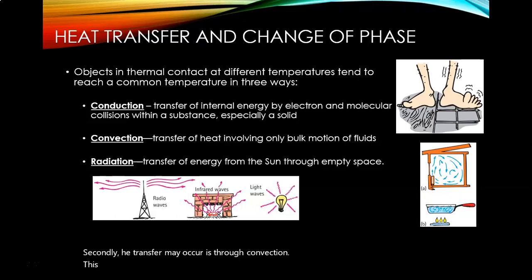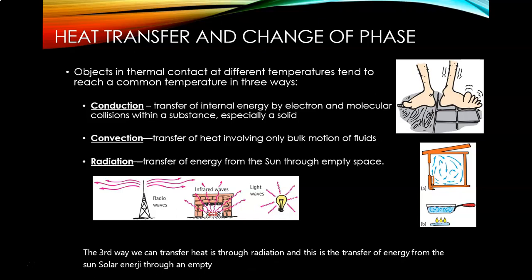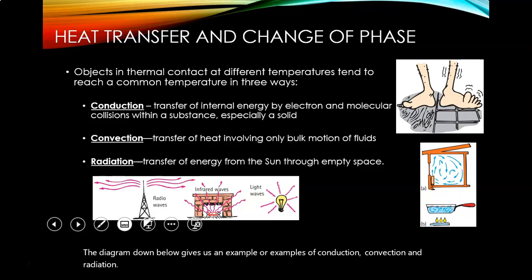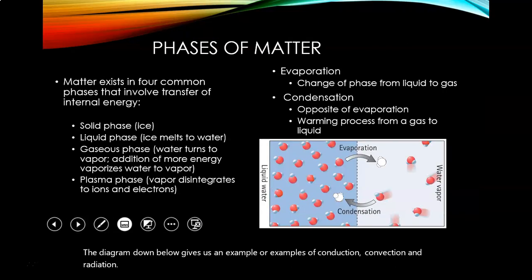This transfer of heat involves only bulk motion of fluids. The third way we can transfer heat is through radiation, and this is the transfer of energy from the sun, solar energy, through an empty space. The diagram down below gives us an example or examples of conduction, convection, and radiation.